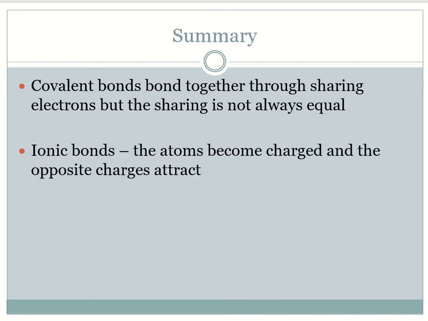So in summary, we have covalent bonds that are going to share electrons to make their octet, even though the sharing might not always be fair, not always be equal. Ionic bonds will bond by transferring their electrons, and one will become positive, one will become negative, and then those opposite charges will attract.